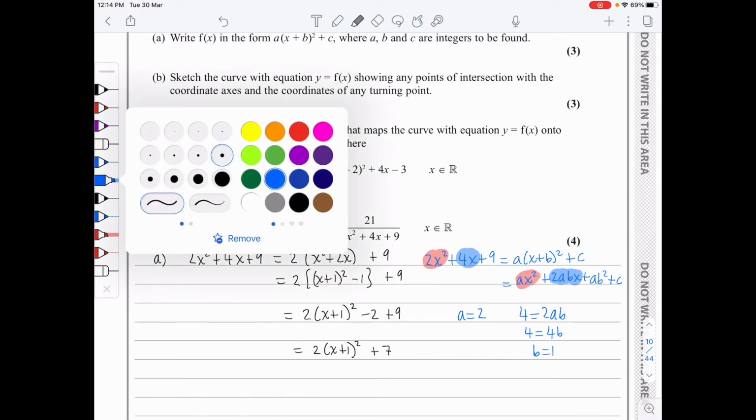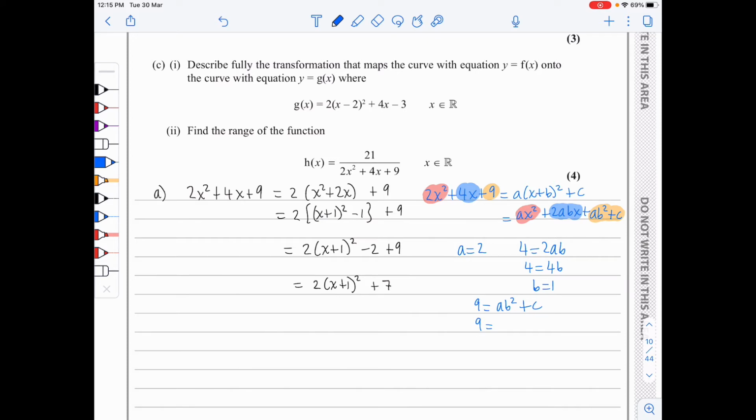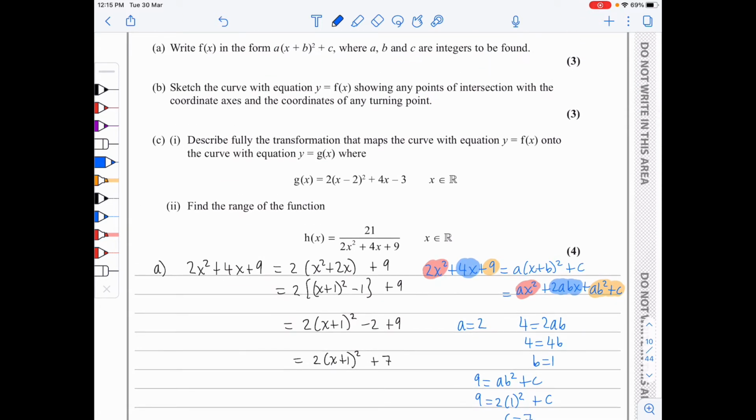And finally, what we can look at is the constant term, which is 9 on the left and ab squared plus c on the right. So we simply say that 9 is ab squared plus c. We have the values of a and b, and this will give me c to be 7. So still scoring full marks here. And then we need to sketch the curve f of x, showing any points of intersection with the coordinate axes and the coordinates of the turning point.